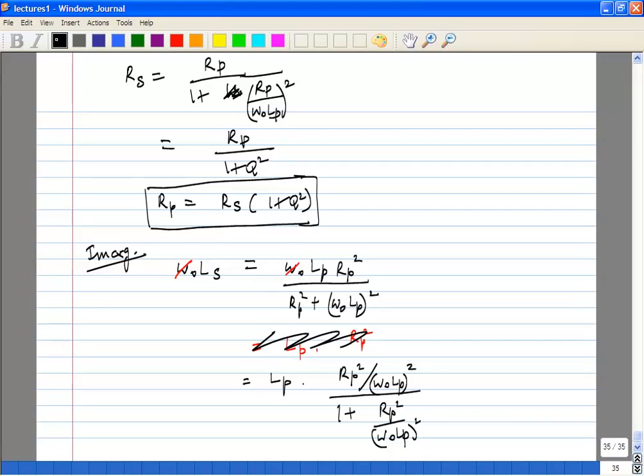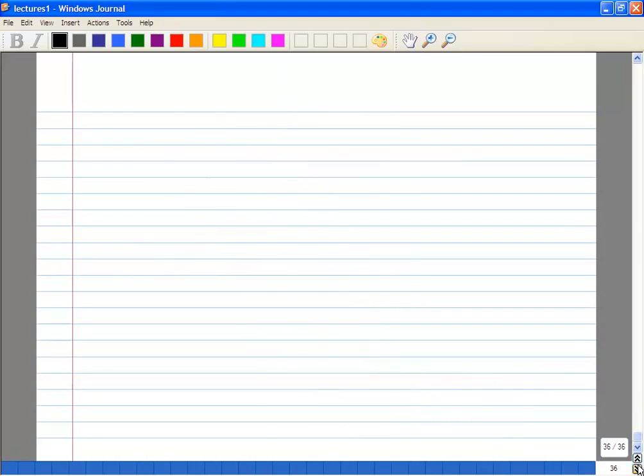It's pretty straightforward, right? Okay. And what is this? Q square over 1 plus Q square. Everybody understood that? Okay. So what that means is LP is Ls into 1 plus Q square over Q square. Okay, so this is the second thing we should have.